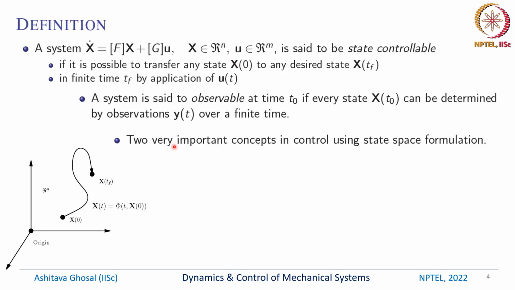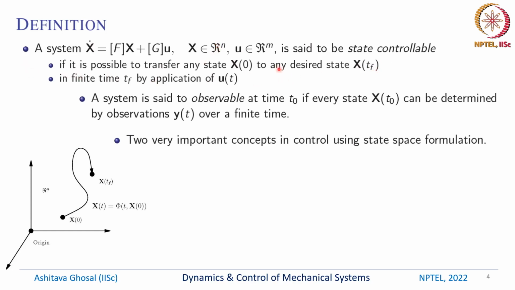So let's look at a definition. A system x dot equals fx plus gu, x an element of Rn and u an element of Rm, is said to be state controllable if it is possible to transfer any state x of 0 to any desired state x of tf in finite time. That is the important part. So I want to take the system from x of 0 to some x of tf, but in finite time tf.